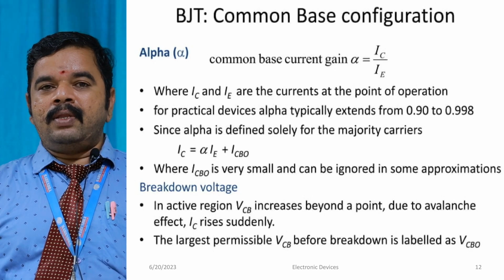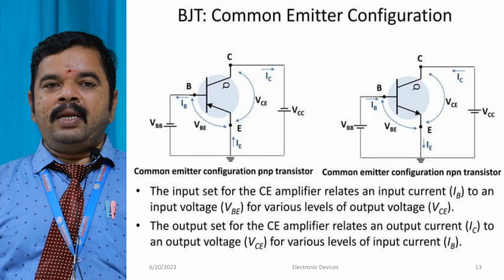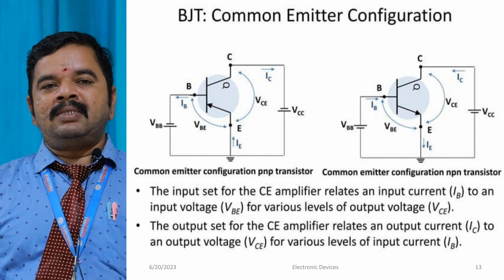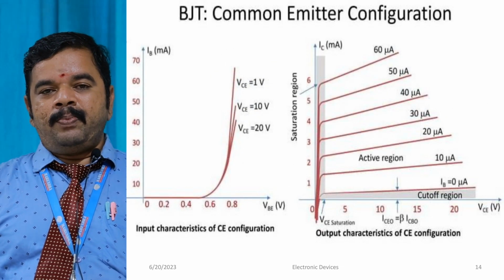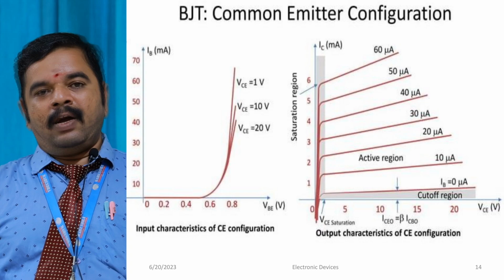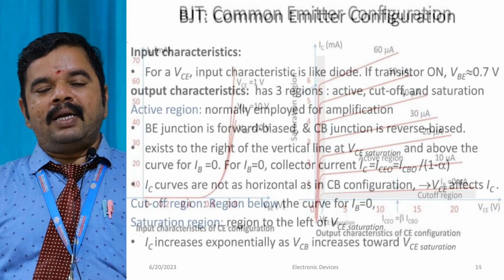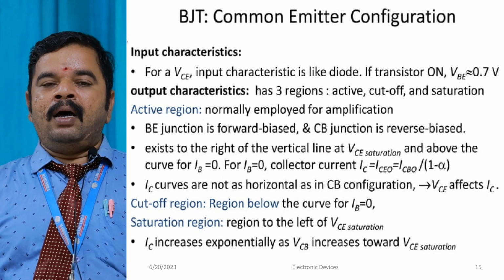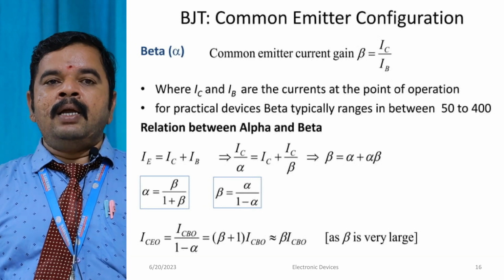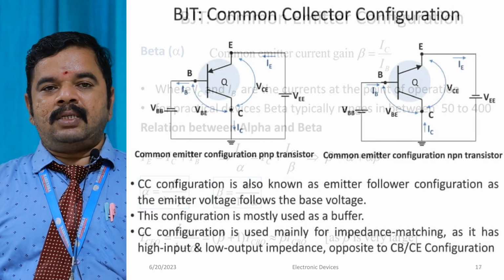The next one we have to go for is the common emitter configuration. In the common emitter configuration, similarly, the emitter is the common terminal, the base is the input terminal, and the collector is the output terminal. Similarly we have to discuss input characteristics and output characteristics. Input characteristics means we plot the graph between input current versus input voltage for a constant output voltage. Output characteristics means the output current versus output voltage for different values of input current. Similarly here also we classify the three regions of operation: cutoff, linear and saturation.